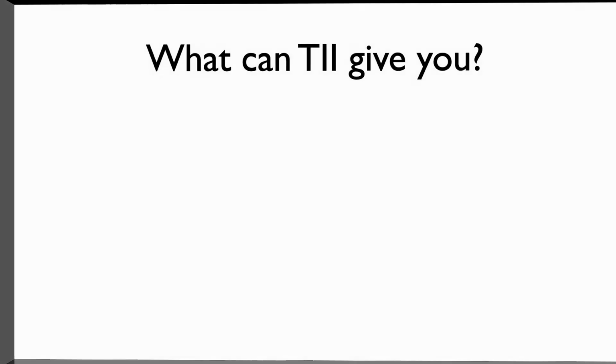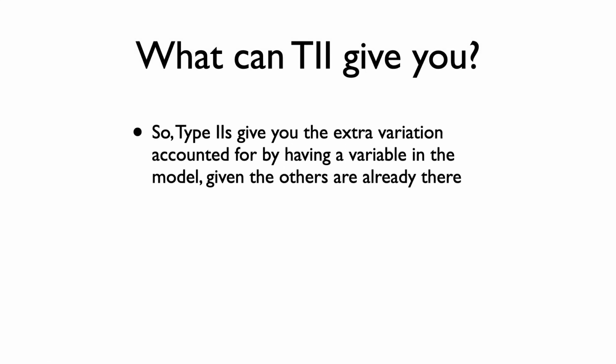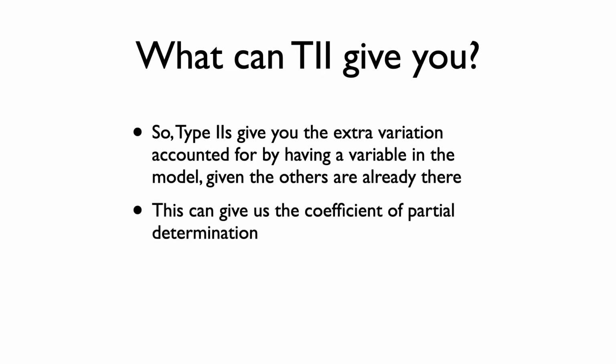So what do type 2s give you? Type 2s give you the extra variation accounted for by having a variable in a model given the other variables are already there. They give you exactly what we want: how much unique variance is accounted for. So this is the quantity we're interested in. When we figure out whether we want to put a variable in a model or not, we're going to be looking at type 2 sums of squares.